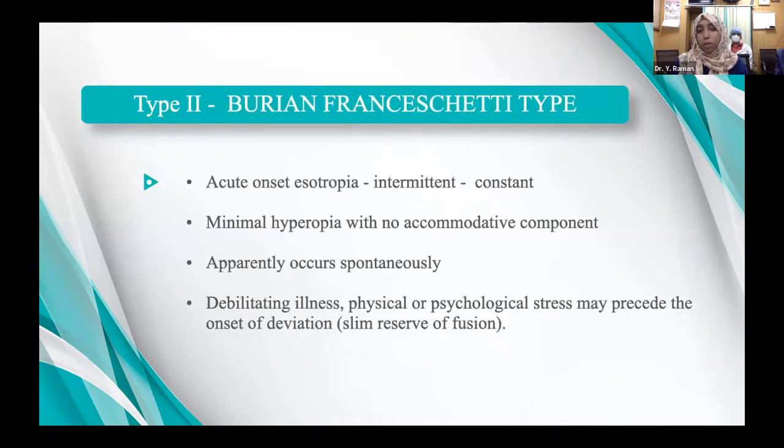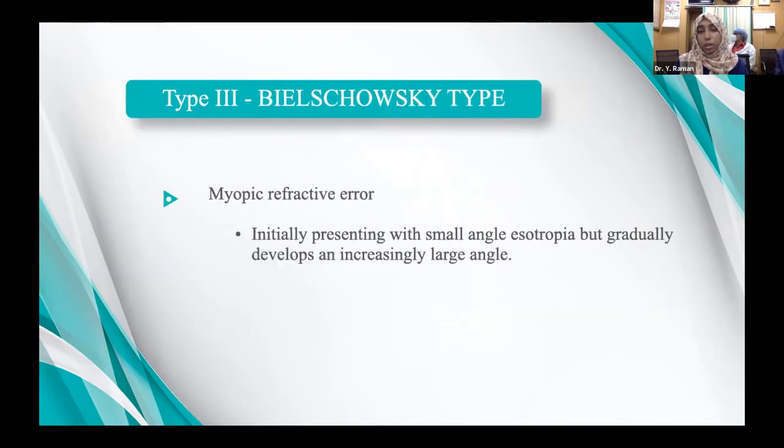In type 2, or the Burian-Franceschetti type, initially the patient presents with esotropia, which is intermittent, but it quickly becomes constant. There is minimal hyperopia with no accommodative component, and usually it occurs spontaneously, but in some children we have seen that debilitating illness, physical or psychological stress may precede the onset of the deviation. And in type 3, or the Bielschowsky type, they have a myopic refractive error, initially presenting with a small angle esotropia, but later on it gradually develops into a large angle type.